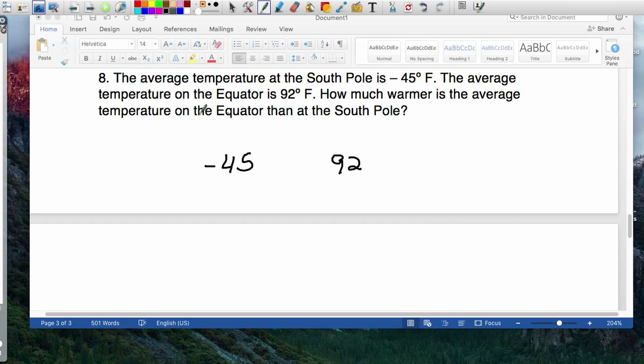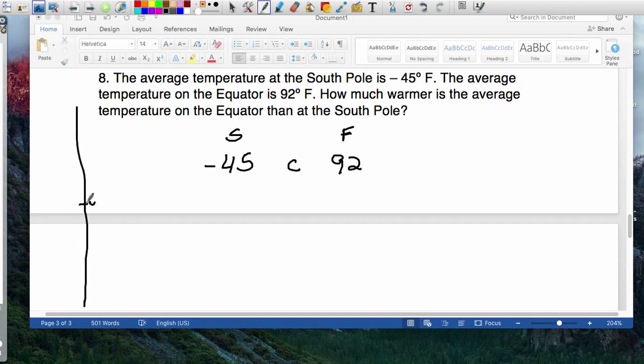How much warmer is the temperature on the equator than the temperature of the South Pole? So we want to find the change, right? Imagine that this is the start and this is the final. So what's the change? What's the difference between these two? Let me make a number line here.